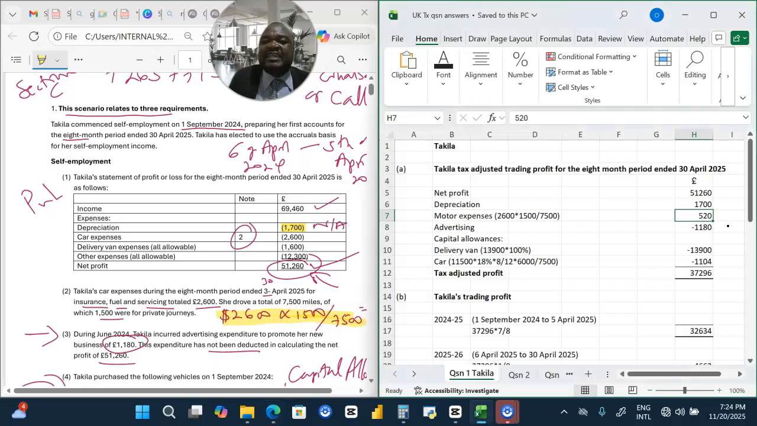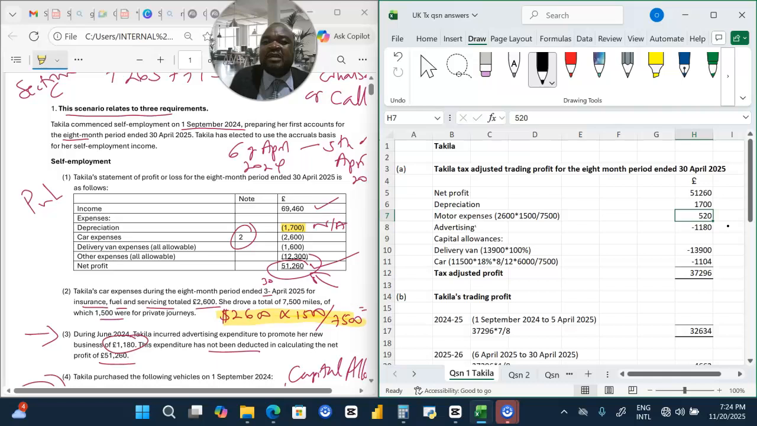Then the advertising expense, we talked about that sometime earlier on, and we said that this advertising expense was pre-trade and allowable. So we write it in full, the £1,180 as a negative figure there.